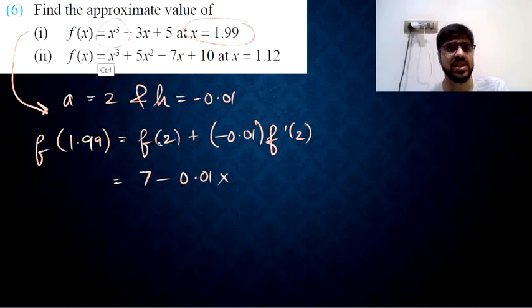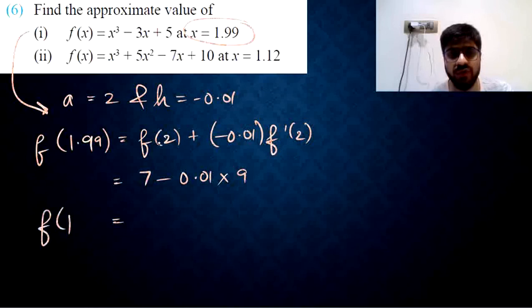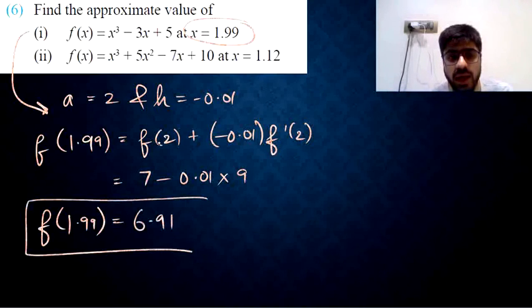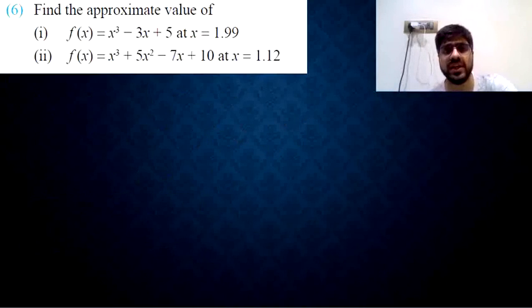So find f dash x and put x as 2. So 3x square, that will make it 3 into 2 square, that's 3 into 4, which is 12. 12 minus 3, and that should be 9. So f dash 2 will be equal to 9. So the approximate value of f of 1.99, that should be 7 minus 0.09, which is 6.91. And yeah, with that we can go ahead with the second question.